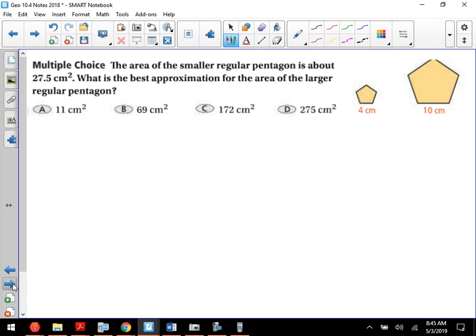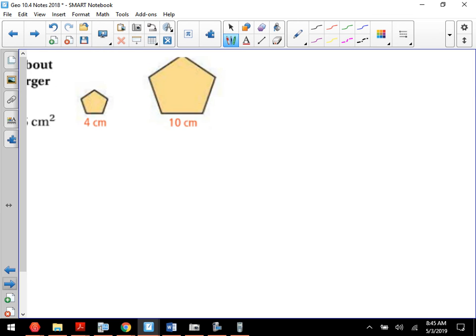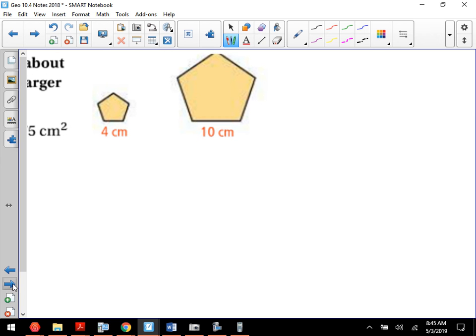So in this case, the area of this small regular pentagon is 27.5. Approximate the area of the large one. Well, you're given side lengths. You know that the side lengths here, from small to large, is 4 to 10. You okay with that? If that's the ratio of the sides, what do you do then to figure out the scale factor?